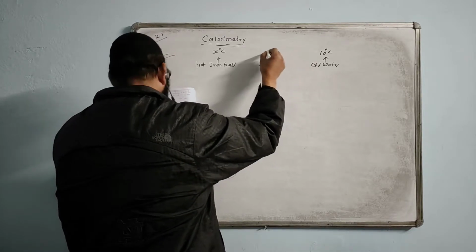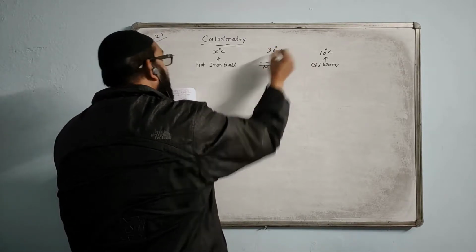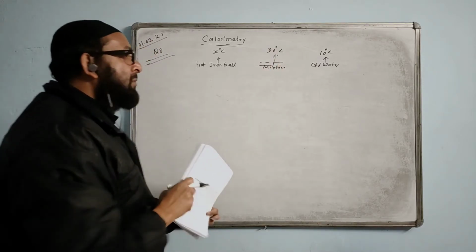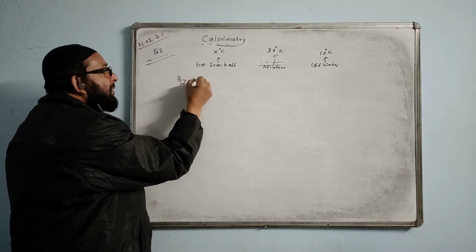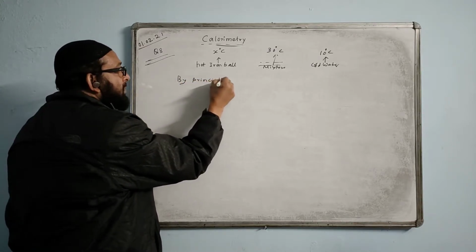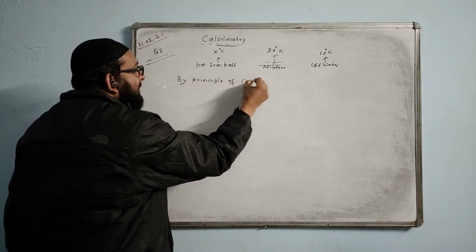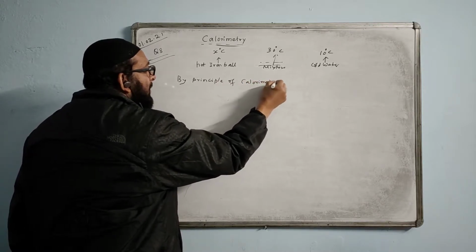Mixture temperature becomes 30 degrees Celsius. So let us make the equation. We will be writing that first, right? By the principle of calorimetry, exactly, you write this one.